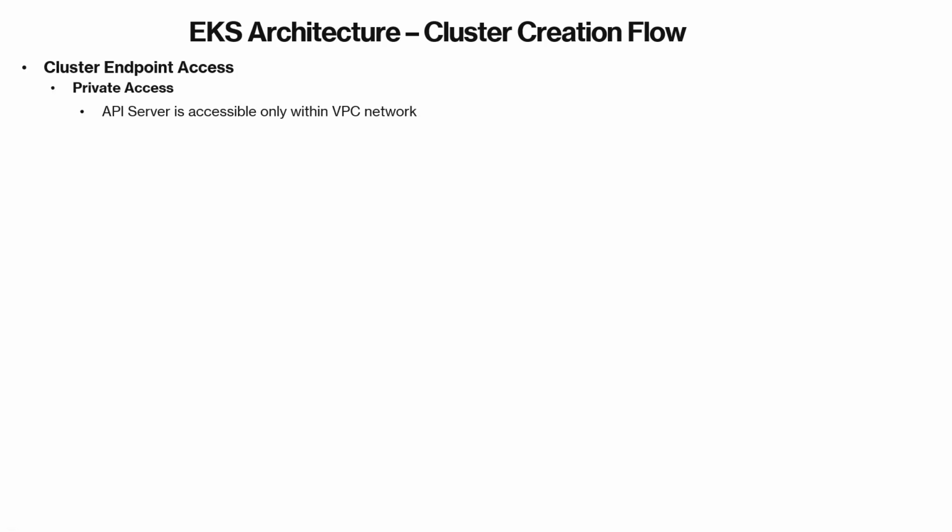Now, the second one we have is the private access. Private access limits the API server to internal VPC access only. It is the most secure option, but it also makes external access more difficult.